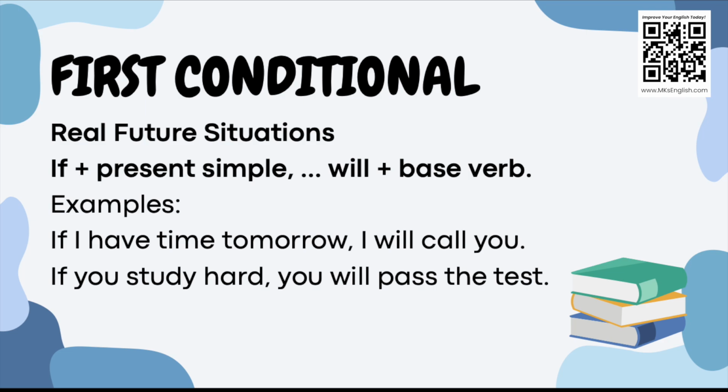Now let's move to the first conditional. This is for real future situations, things that are possible or likely. We build it like this: if plus the present simple, will, and the base form of the verb. For example, if I have time tomorrow, I will call you. Or, if you study hard, you will pass the test. Study, study, study. This is your real-world future conditional. Use it when something is likely to happen.